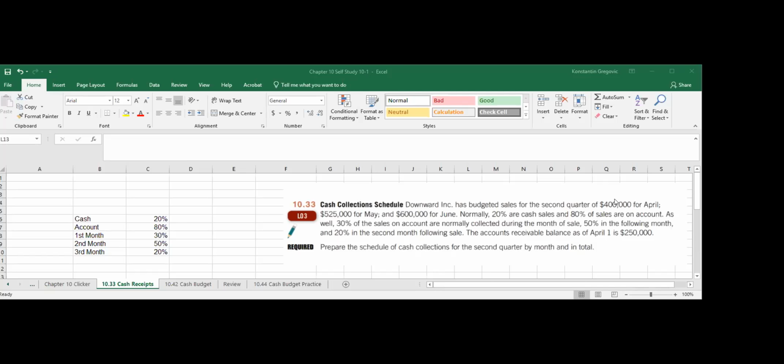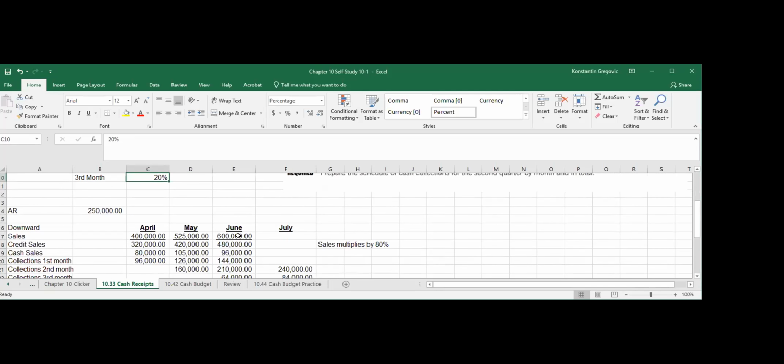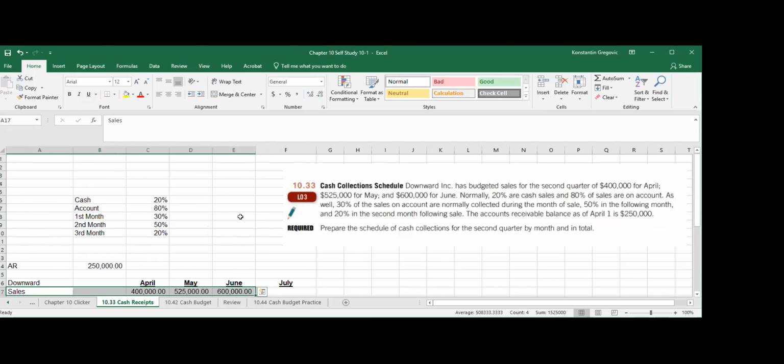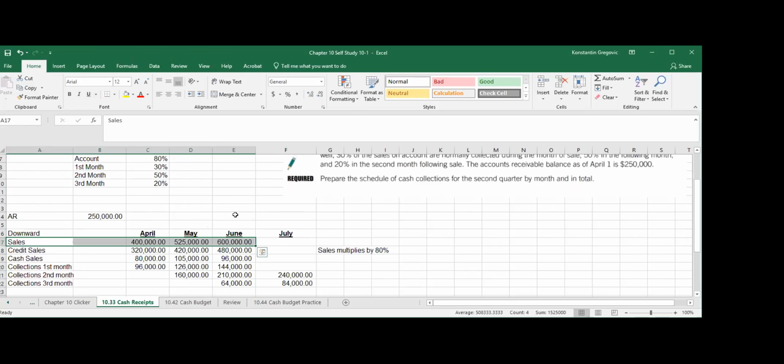So the second quarter is April, May, and June. So cash is 20%, account is 80%. The collection pattern is 30, 50, and 20. So we break it down: April, May, June, and July. First thing, put down your sales. So you've got 400, 525, and 600.